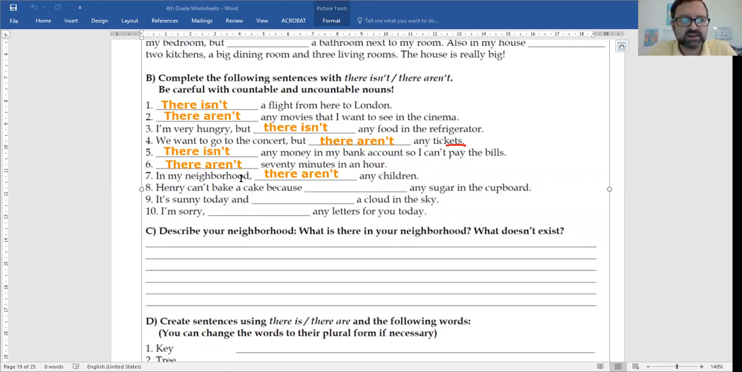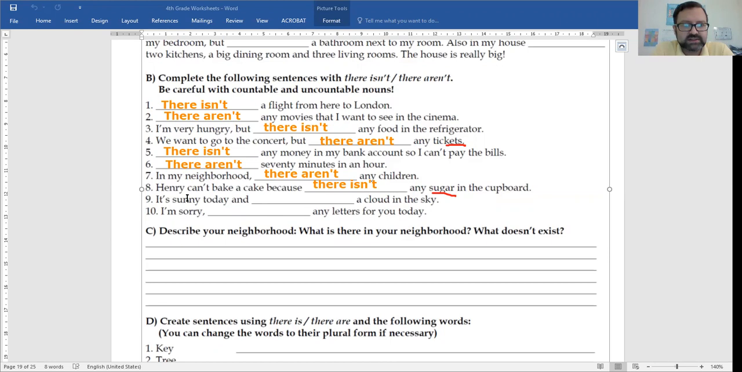Number 8, Henry can't bake a cake because blank any sugar in the cupboard. Okay, sugar, once again, is an uncountable noun. We should have there isn't any sugar in the cupboard.